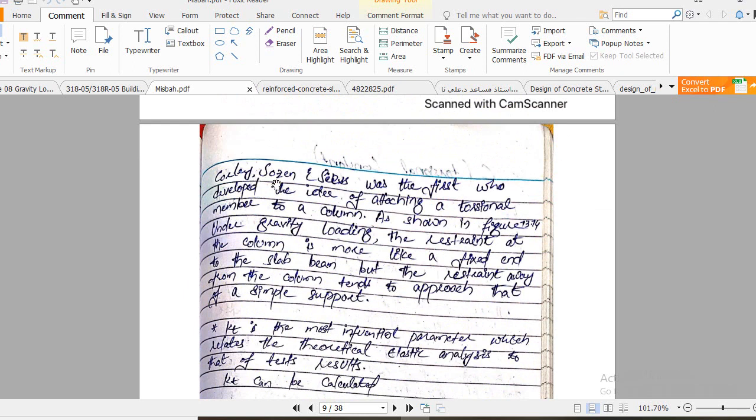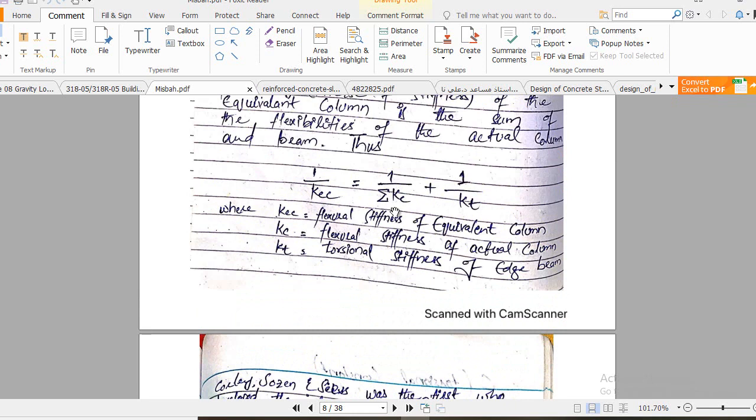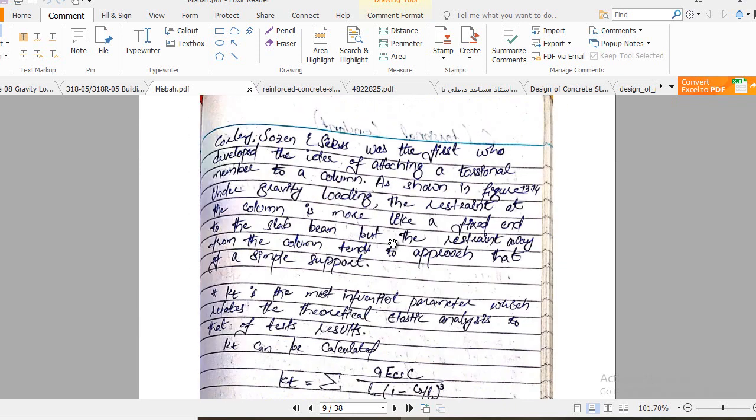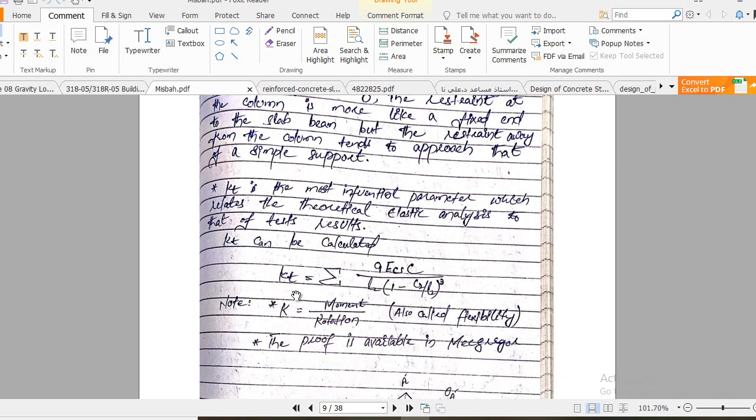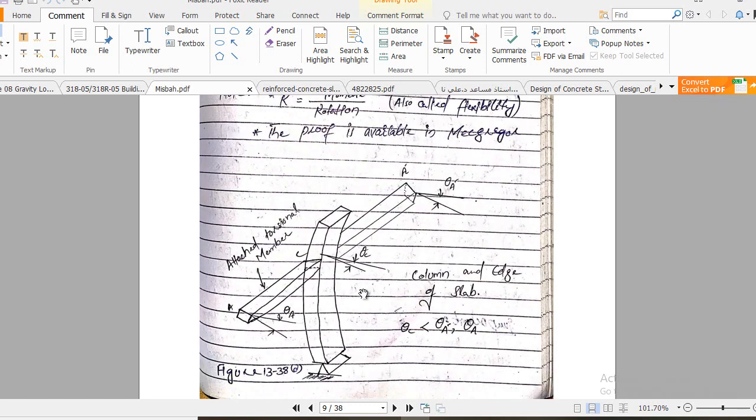Now these are the authors who first introduced the concept of equivalent column, clear. And how to calculate KT? This is the equation: 9 Ecs C over L2 times (1 minus C2 divided by L2) cubed. Already I explained that you have to use this factor. Okay, Ecs is the modulus of elasticity of slab, C is a torsional constant, and you will see how to calculate this C value. Okay, here is the diagram.